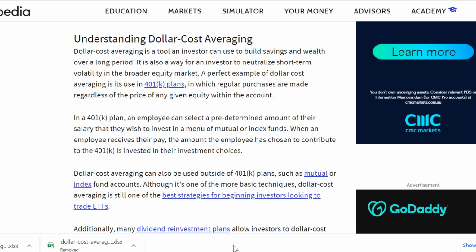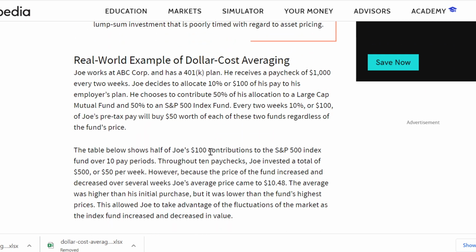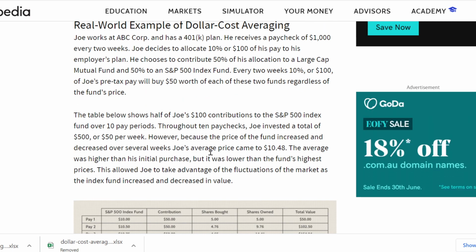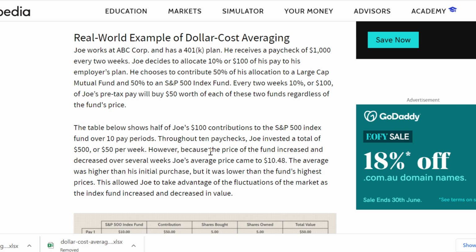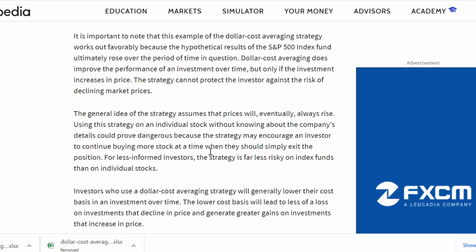You don't need to be a professional investor or time the market properly. You don't need any of that. And there's an Excel spreadsheet that we're going to go over, and I'm going to explain a little bit about this whole dollar cost averaging thing.